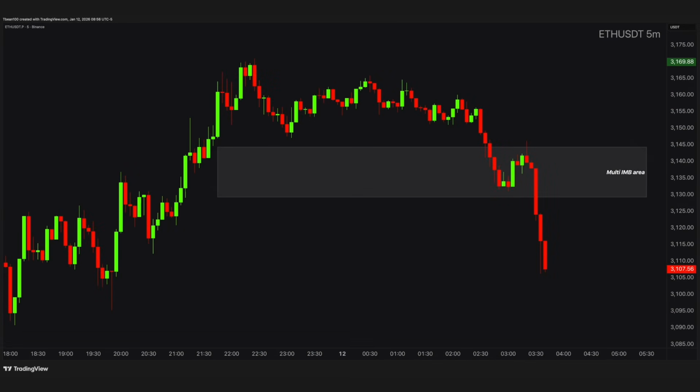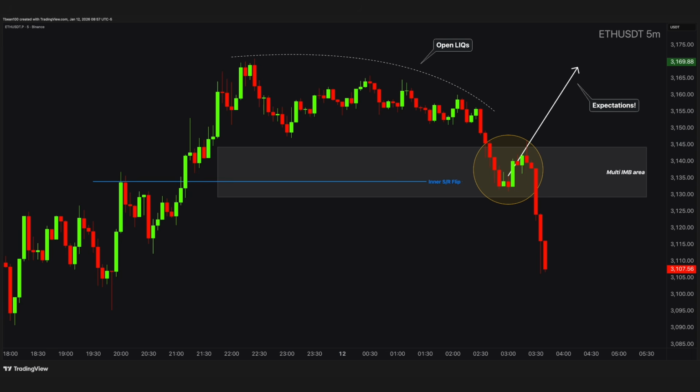Now let's check the same area on the real-time charts using the 5-minute time frame. First of all, let's talk about what we actually have here in front of us. We have this nice inner SR flip location, as you can clearly see on the chart, and on top of that we also have these open liquidity areas sitting above us for our clear targets. So naturally, my normal expectation here would be price moving up from this area, because we have strong signs and a very tradable zone showed up here.